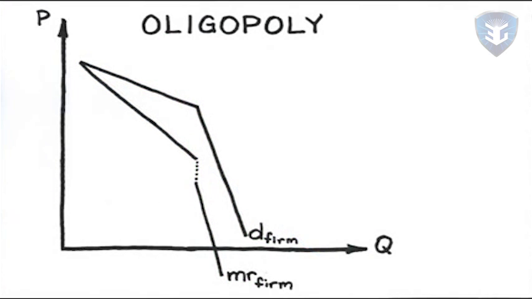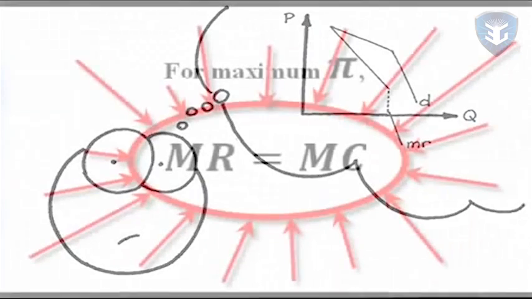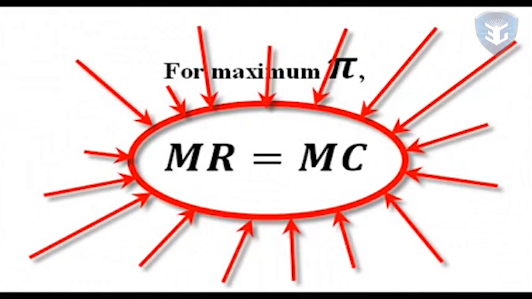It's important at this point to be confident in what you know about a firm's profit maximizing behavior. Is this the weirdest looking demand marginal revenue graph you've ever seen? Sure. Can you still figure out the profit maximizing output? Definitely. You have the profit maximizing rule burned into your brain by now, don't you? All you need is the output where marginal revenue equals marginal cost.